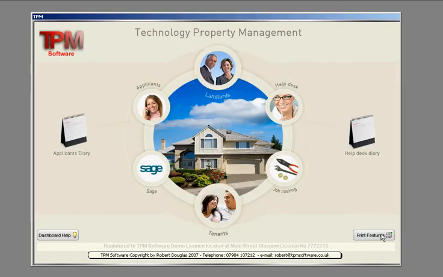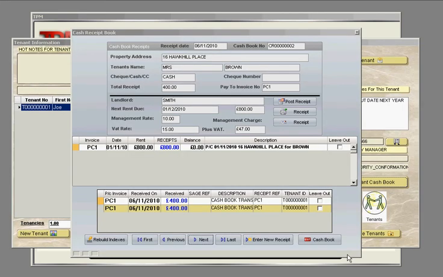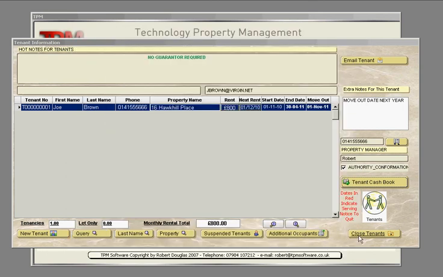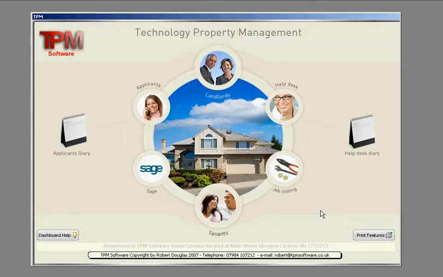Close tenants takes us back to the main dashboard. If we look at the account now, we can see that the £400 was paid in, and the two sub-payments are in the cash book. So exit cash book, close tenants, and we're back to the dashboard.